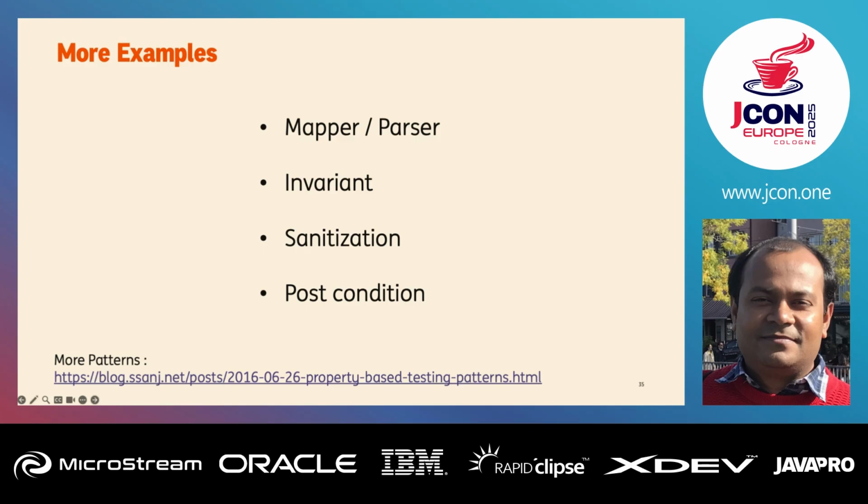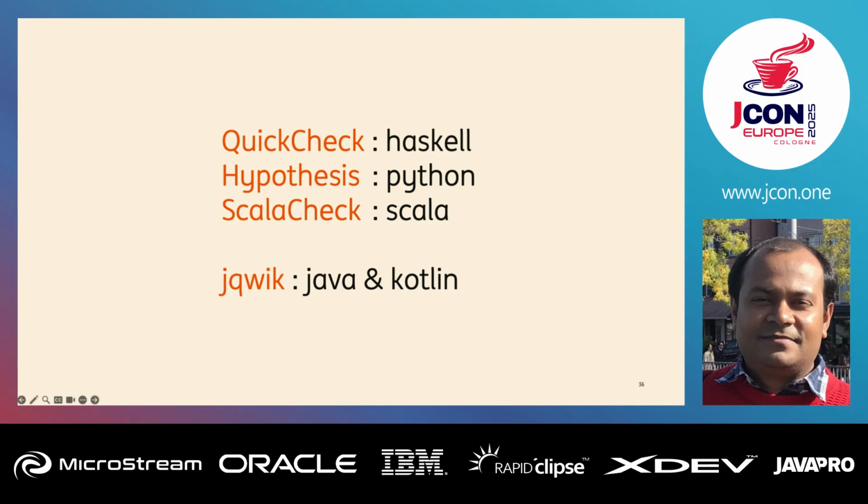Invariant is a nice example. Sanitization is a nice example. If you're sanitizing the data, then you expect certain properties to be invariant. For example, the length of the string would still remain the same. The regex can still remain the same. So there is a lot of good documentation on these on the internet, but in the interest of time, let me move on with the library.